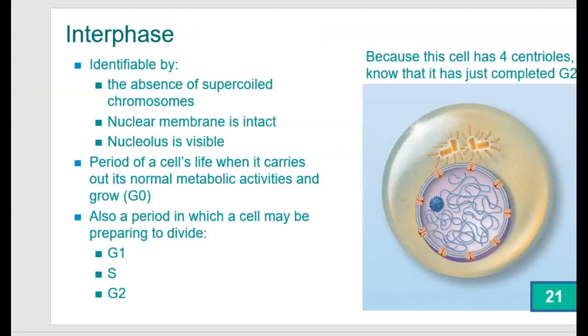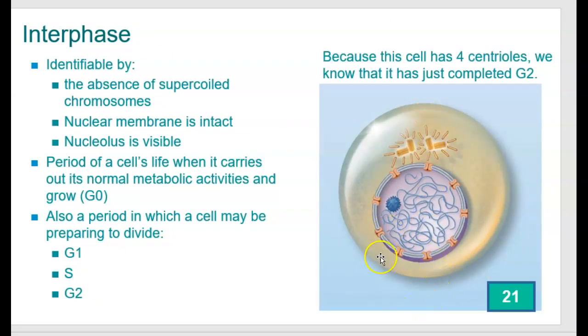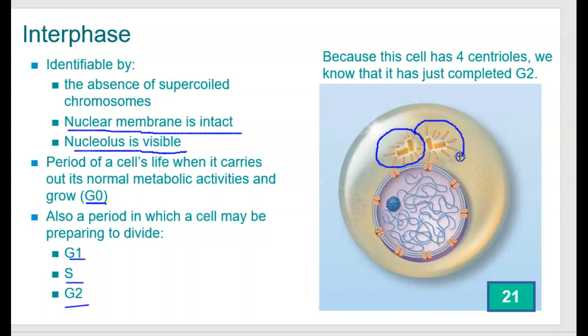So let's see if we can put this all together. In interphase, you can identify a cell that's in interphase because you see an intact nuclear membrane. You can also see a nucleolus because RNA is still being made. The chromosomes are not visible; you cannot see chromosomes in an interphase cell. You don't know if the cell is in G0, G1, S, or G2 unless you see there are 4 centrioles. Now you know that this cell has completed G2, but otherwise you wouldn't know. And truthfully, you cannot see those centrioles with a light microscope anyway. So most of the time you can't tell, you just say interphase.